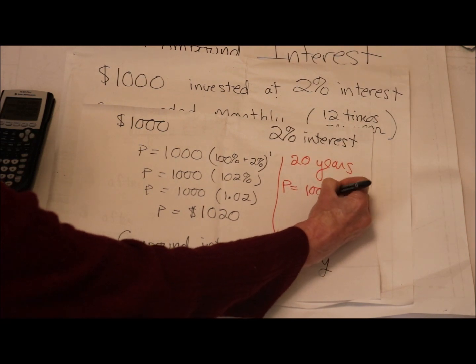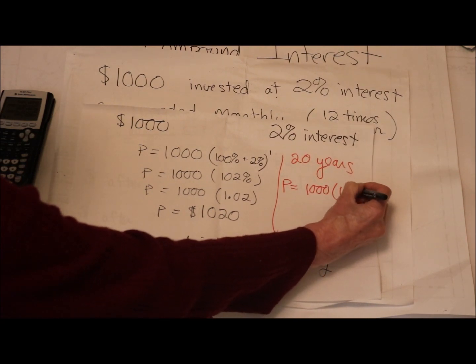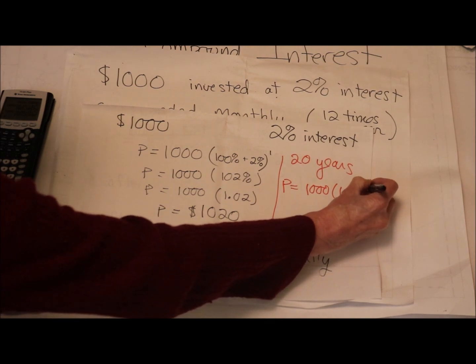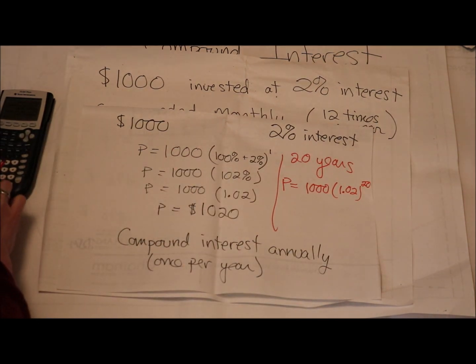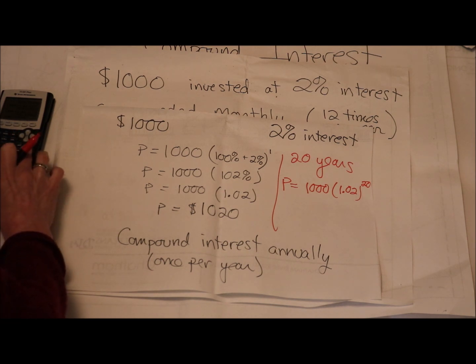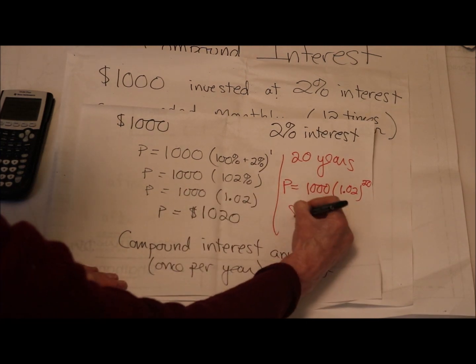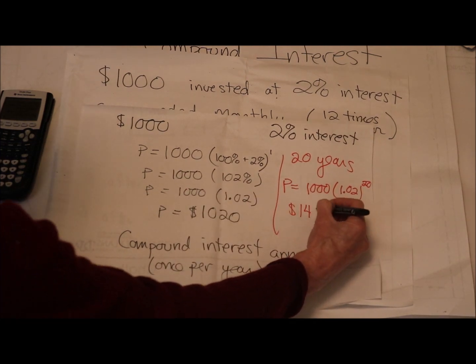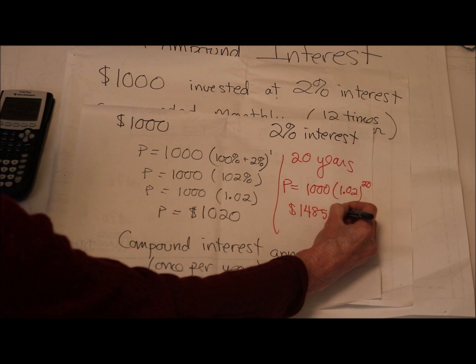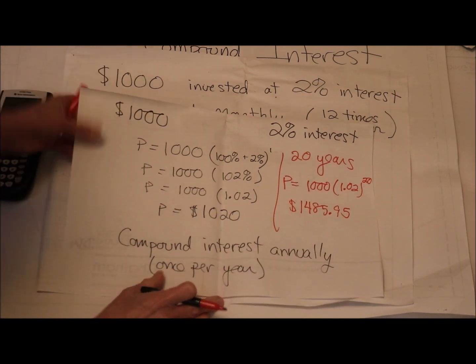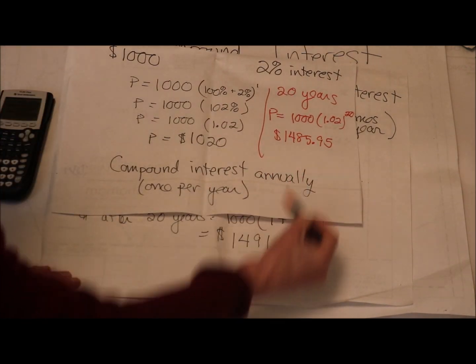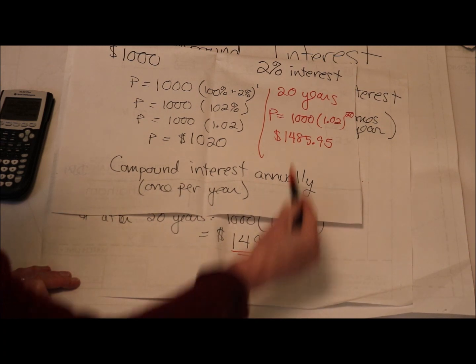Yeah, you're right. It would go right there. Boink. Let's see how much money I would earn if the bank was just figuring out my interest once a year. Let's see, that would be $1,485.95.